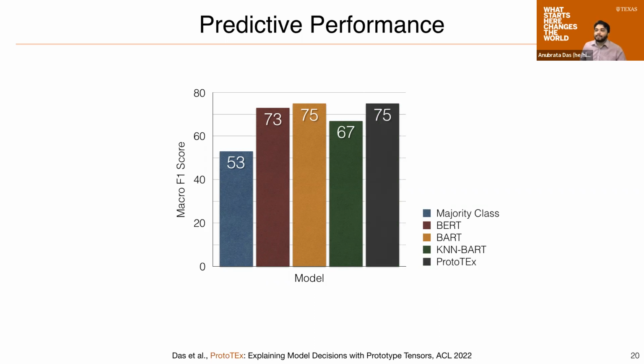And then finally, we see ProtoTEx, that is our model, that achieves a 75 F1 score and matches the accuracy of BART.